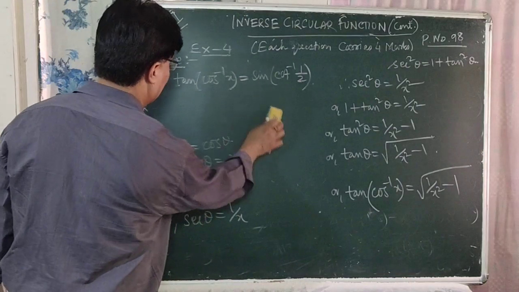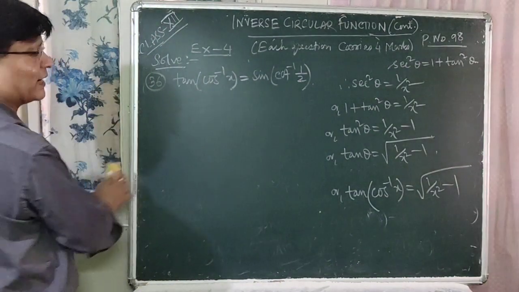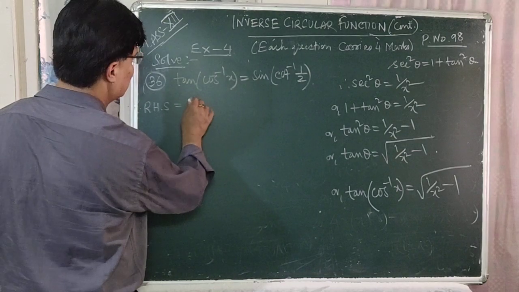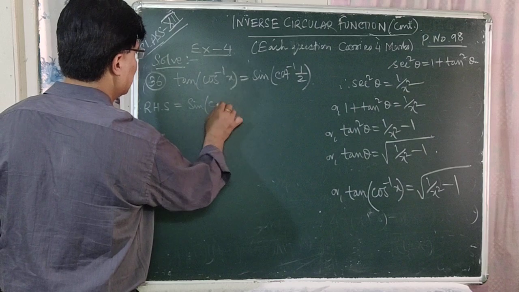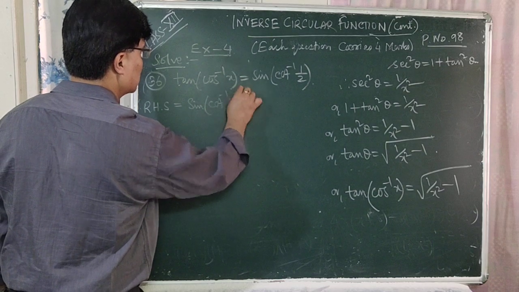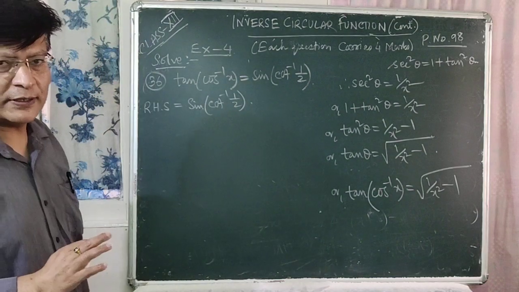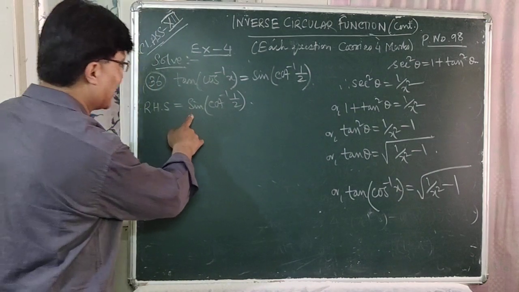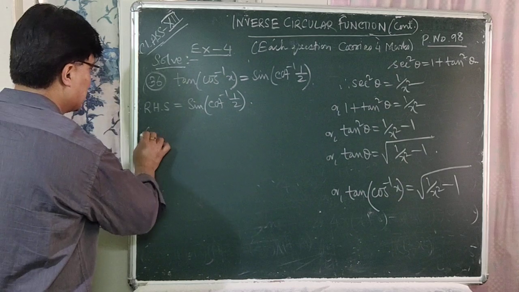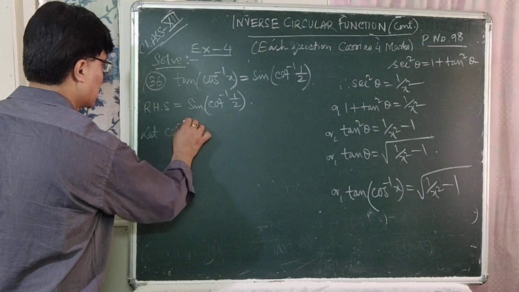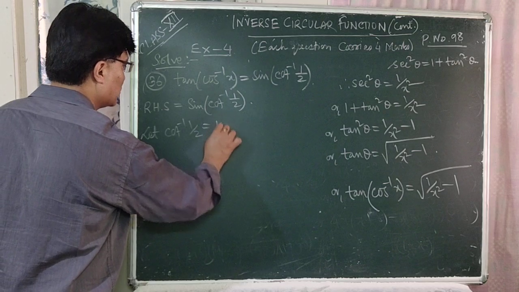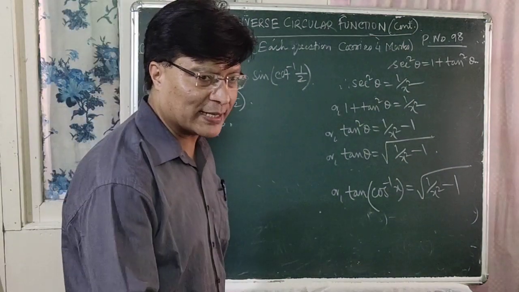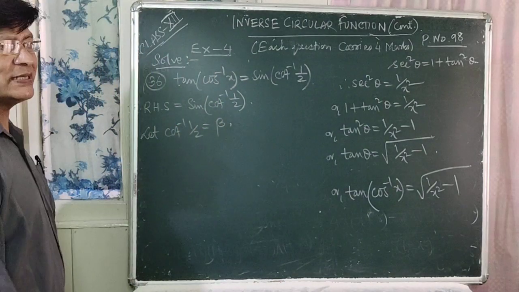So let us simplify right hand side. Similarly, you can simplify the right hand side. So that is RHS is equal to, what is RHS? It is sin(cot⁻¹(1/2)). Let us assume, let cot⁻¹(1/2) = β, right? So in the first case we had assumed as θ. Now let us assume it as β.